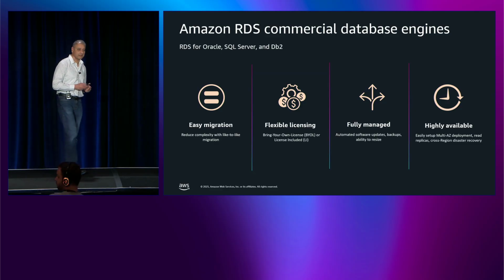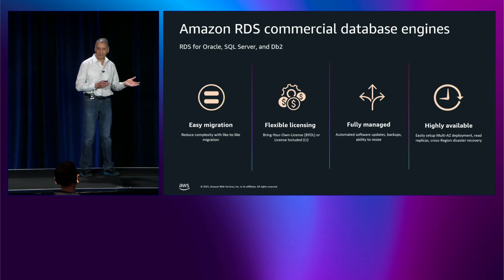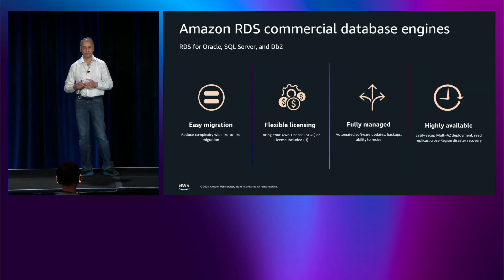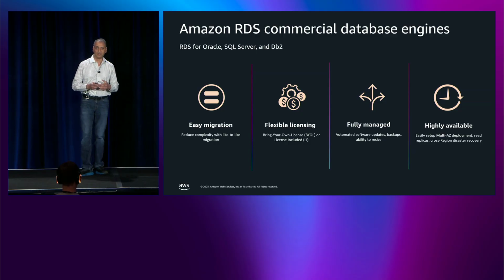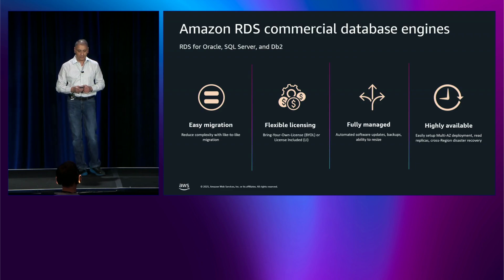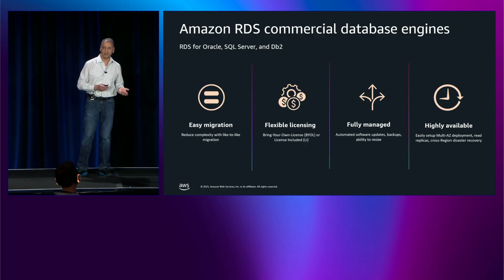Flexible licensing options. Many customers have long-term agreements with Microsoft for SQL Server or with Oracle for using Oracle, which includes licensing and support terms. So those customers often use what we call a bring your own license model, where you can take your existing agreements, existing support model, and just run it on AWS as is. But then we also offer a license included offering.